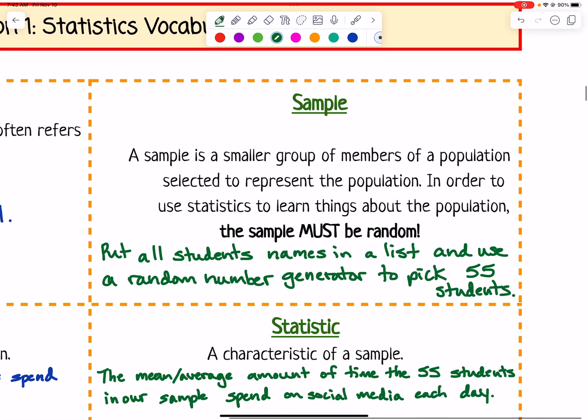A sample is a smaller group of members of a population selected to represent the population. And in order for our statistics to be something we can use, they must be random. We'll talk more about that in the next lesson. But let's say we put all the students' names at our school in a list, and we use a random number generator to pick 55 students from the list. They've all had an equal chance of being chosen, so we know we have a random sample of 55 students that represents our population, which is all the students at our school.